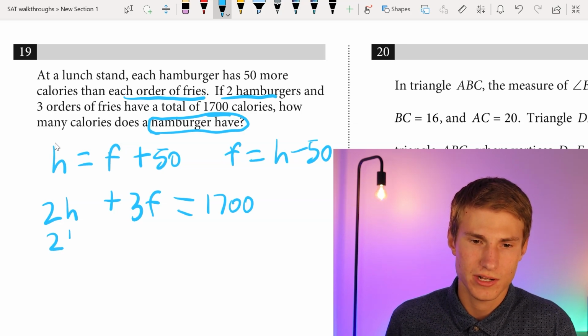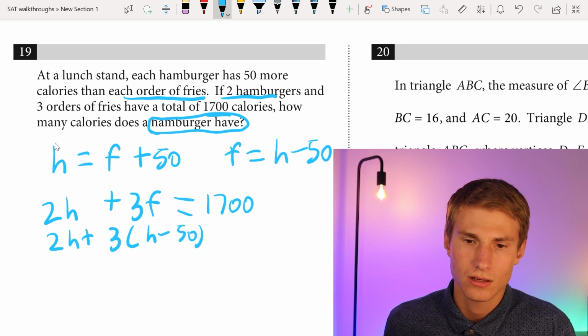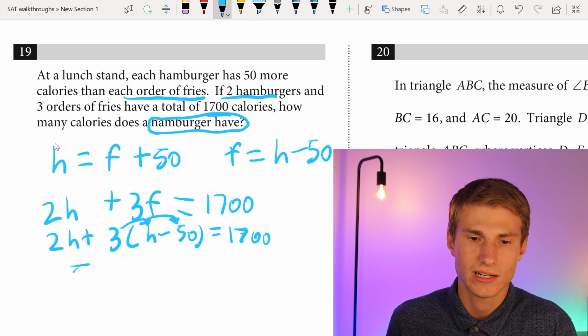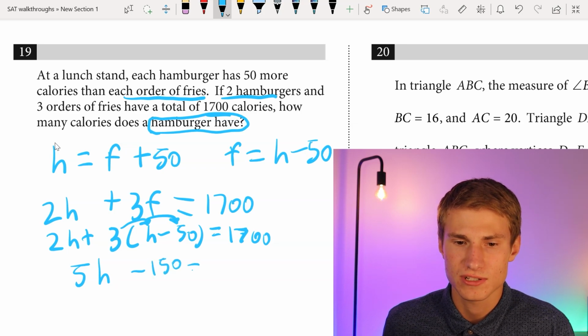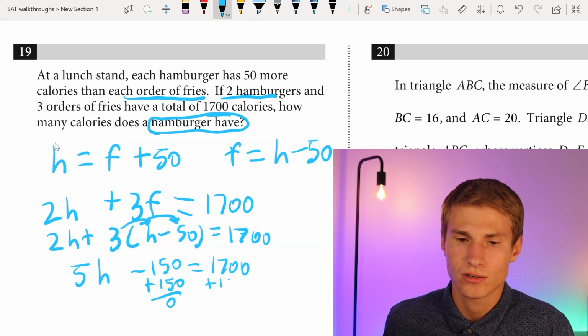Now we can go ahead and substitute in. So we're going to have 2H plus 3 times (H minus 50) is equal to 1,700. From there, we distribute our 3 to our H and then also to our minus 50. We're going to end up with 2H plus 3H, which is 5H, minus 150 is going to equal 1,700. From there, we go ahead and add 150 to each side. We're going to end up with 5H plus 0, adding 150 to 1,700. That's going to give us 1,850.